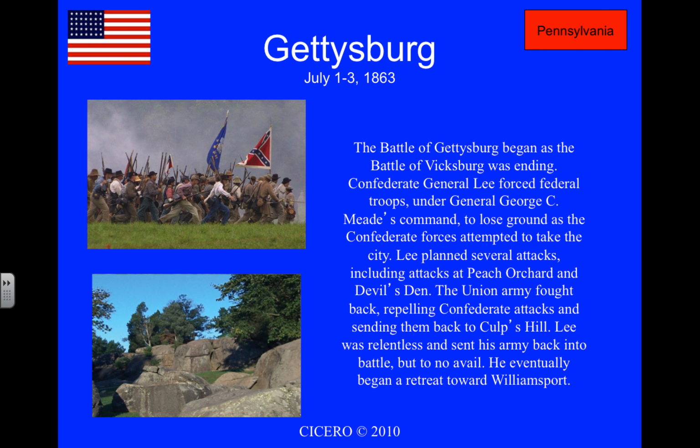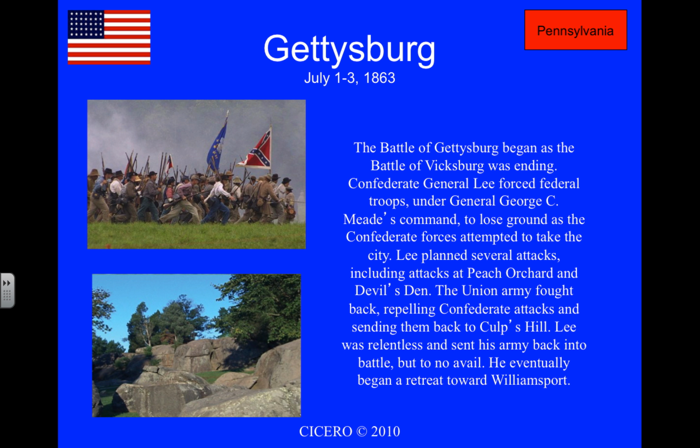And then the Battle of Gettysburg, the turning point of the Civil War. The Battle of Gettysburg was, like I said, the largest battle, the biggest battle of the Civil War. It was an invasion of the North by Robert E. Lee, the only time that the South went on the offensive.